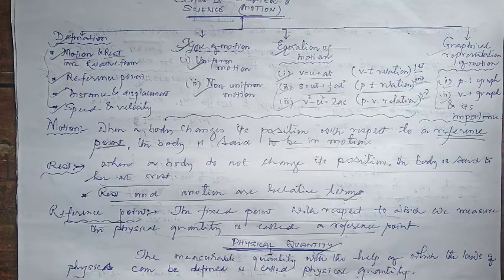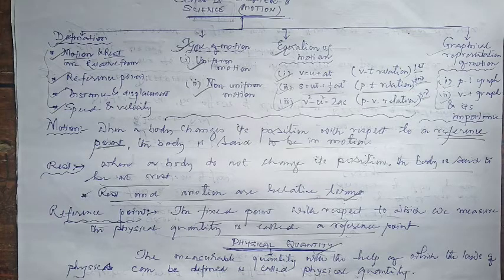Students, in physics, we measure things. We measure quantities. What are those quantities called? Measurable quantities are called physical quantities. Measurable quantities with the help of which the laws of physics and nature can be described. Those measurable quantities are called physical quantities.